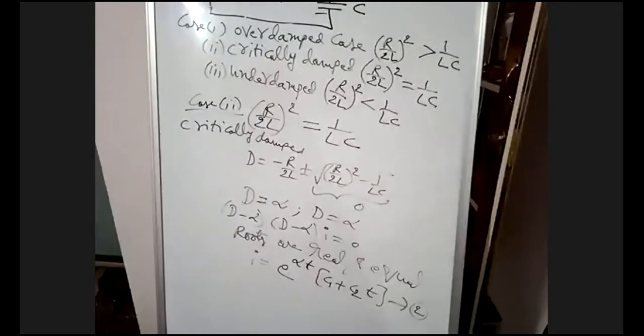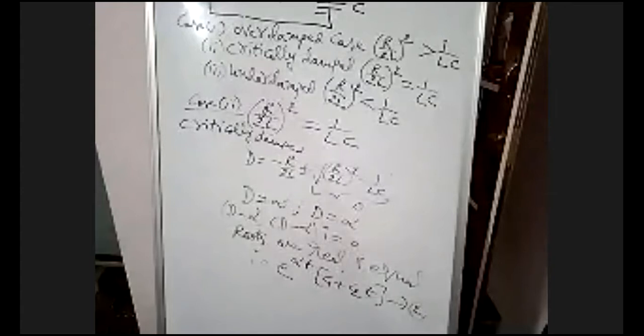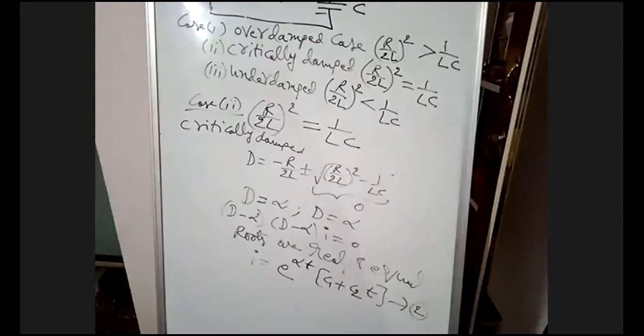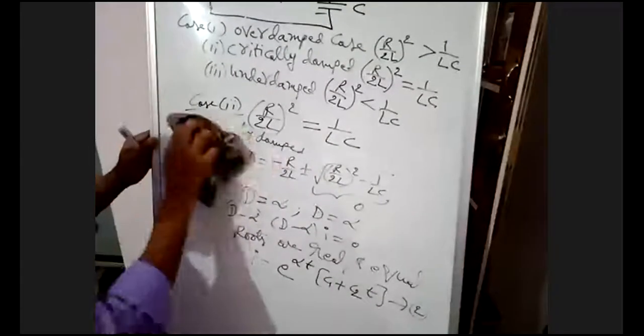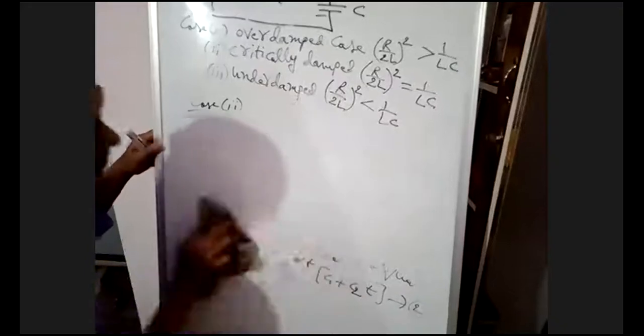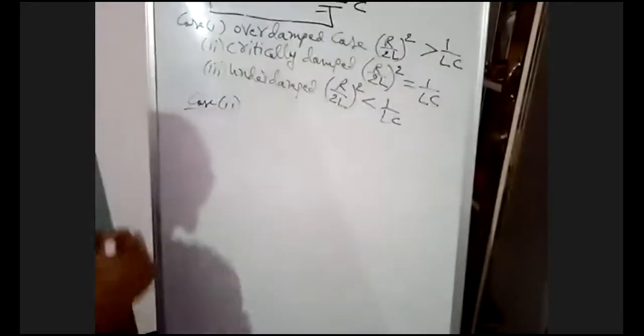Remember this equation. C1 plus C2t is common if roots are real and equal, and e power alpha t, where alpha is the root. In place of alpha, we have to place whatever root we are getting. If alpha is 10, you'll get e power 10t. If alpha is 20, you'll get e power 20t, like that. Then you'll go for the underdamped case. Case 3.